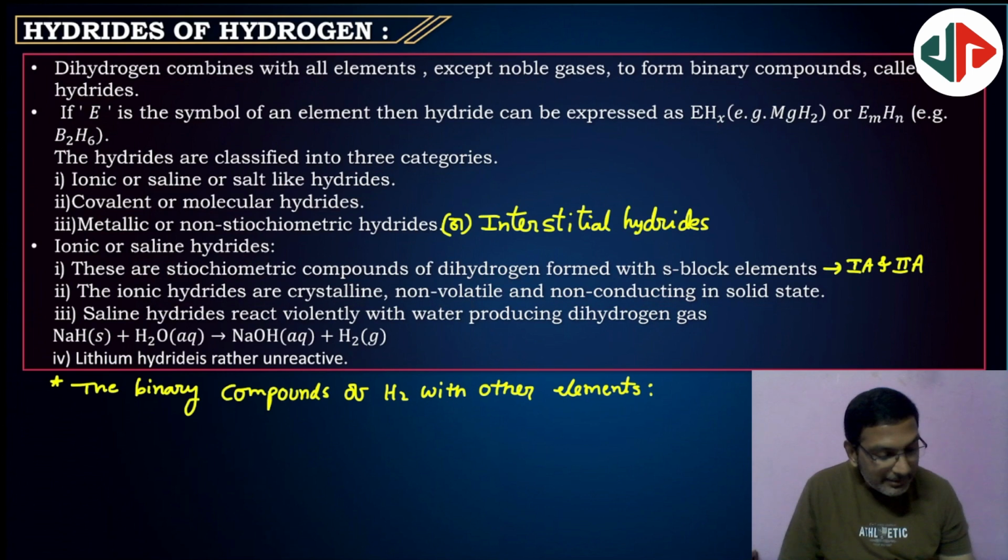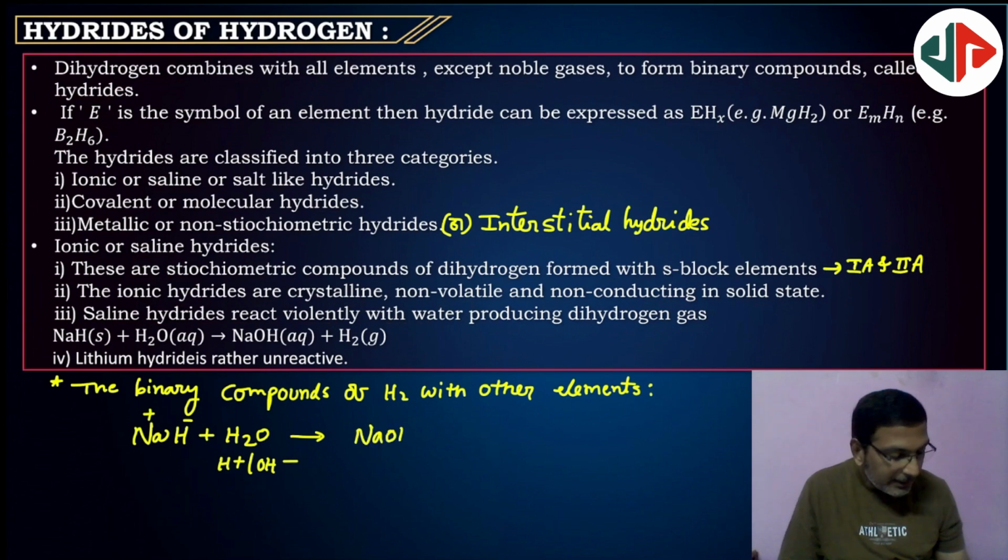Next, saline hydrates react violently with water producing dihydrogen gas. So saline hydrates means s-block elements, we can write like this. Suppose NaH plus H2O gives, so NaH means Na plus H minus. H2O means H plus and OH minus. So here NaOH will be formed along with hydrogen. Hydrogen gas is liberated.